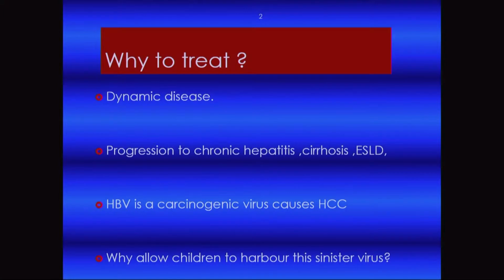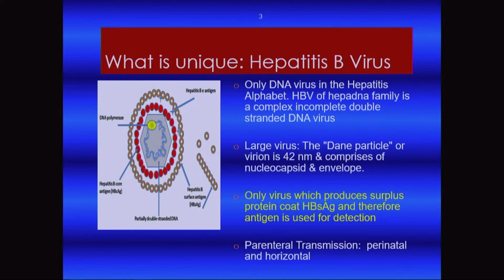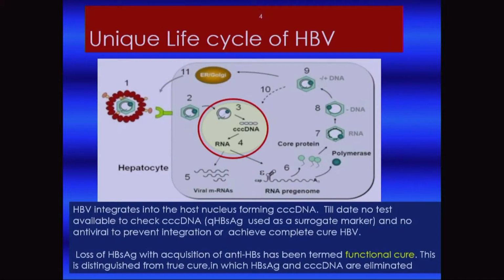So this is the reason why to treat, and the next few slides will give you some reasons why we treat. This is a unique virus. It's probably one of the only DNA viruses of the hepatitis alphabet, and the only virus which continuously produces an antigen in surplus amounts, so you use an antigen to make a diagnosis. In most viral infections you always use antibodies to make a diagnosis. This is one virus where you can continue to use antigens even in chronicity and say yes, they've got the infection.